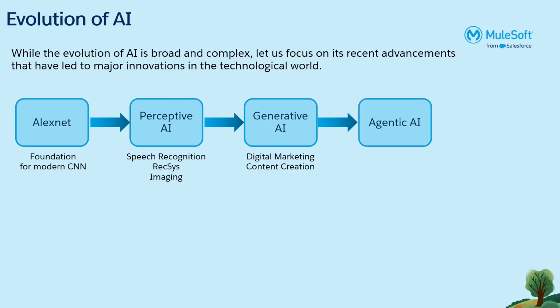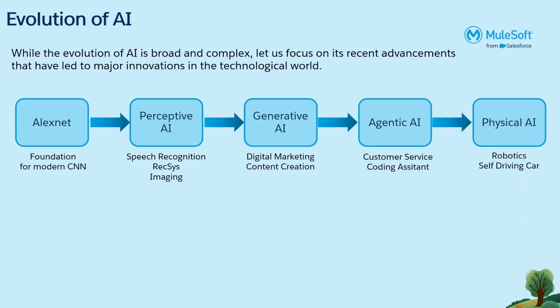And then we got into the agentic AI phase. Currently, customer service and coding assistants are getting really wonderful capabilities. Further ahead, it will also support physical AI, wherein robotics and self-driving cars will make use of the previous advancements. But our focus here is from generative AI to the agentic AI phase.